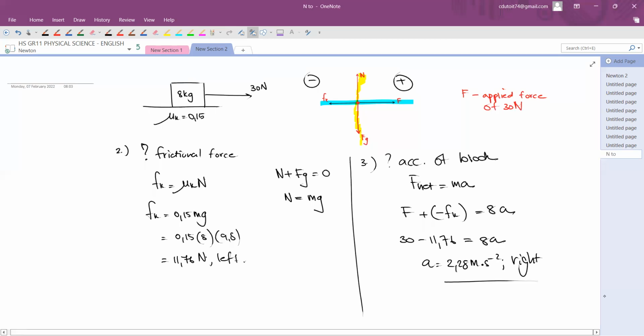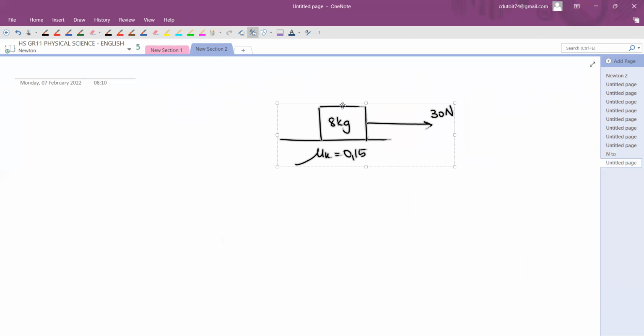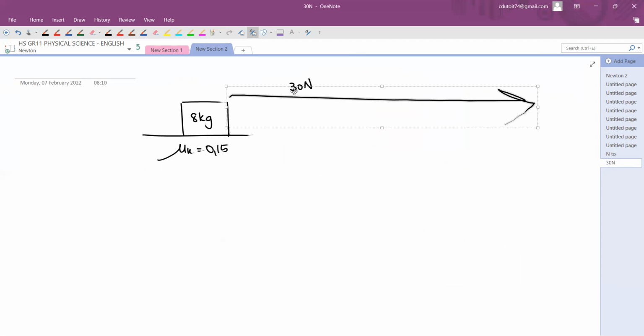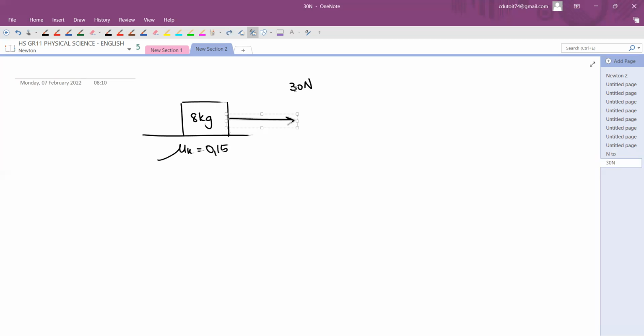Was that easy? Yeah. Okay, now this whole sum actually becomes much more difficult if that force is applied at an angle. Everything is the same, but look at the difference here. Still going to have 30 newtons, but I'm going to take this force and apply it at an angle. I'll show you what happens now. I'm applying it at an angle of, let's say, to make it easy, 60 degrees.